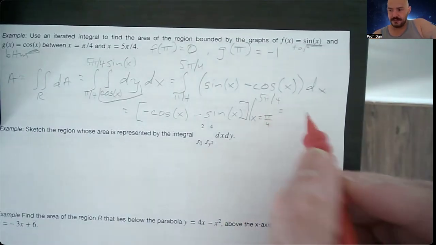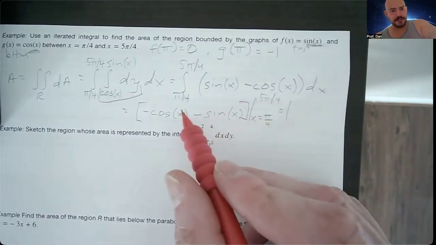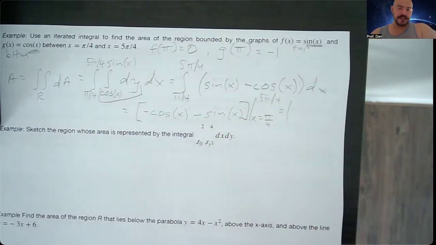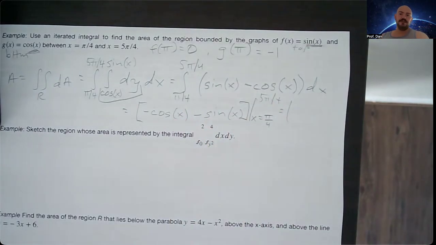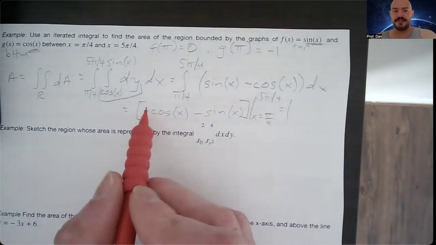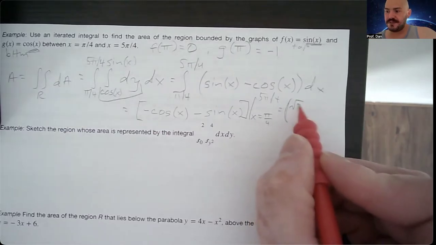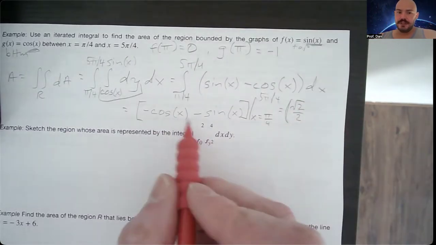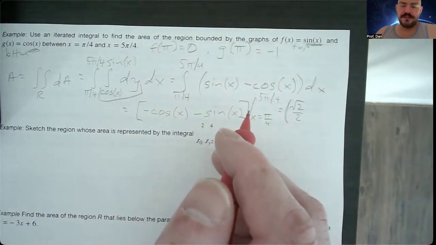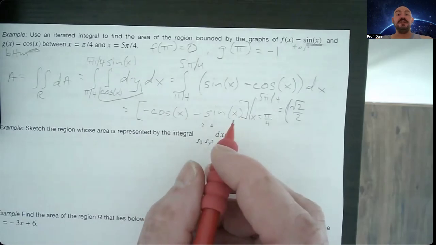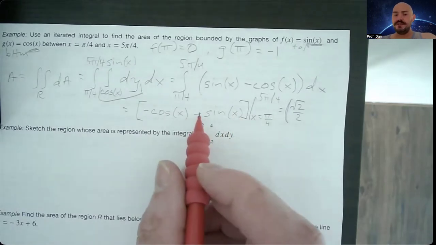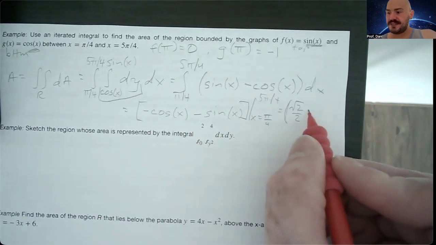And I know if I plug the top number in, cosine of 5 pi over 4 is negative square root 2 over 2. Since there's already a minus here, that's going to give us positive square root 2 over 2. And then with sine of 5 pi over 4, we know that's also negative root 2 over 2. So again, that negative will become a plus.